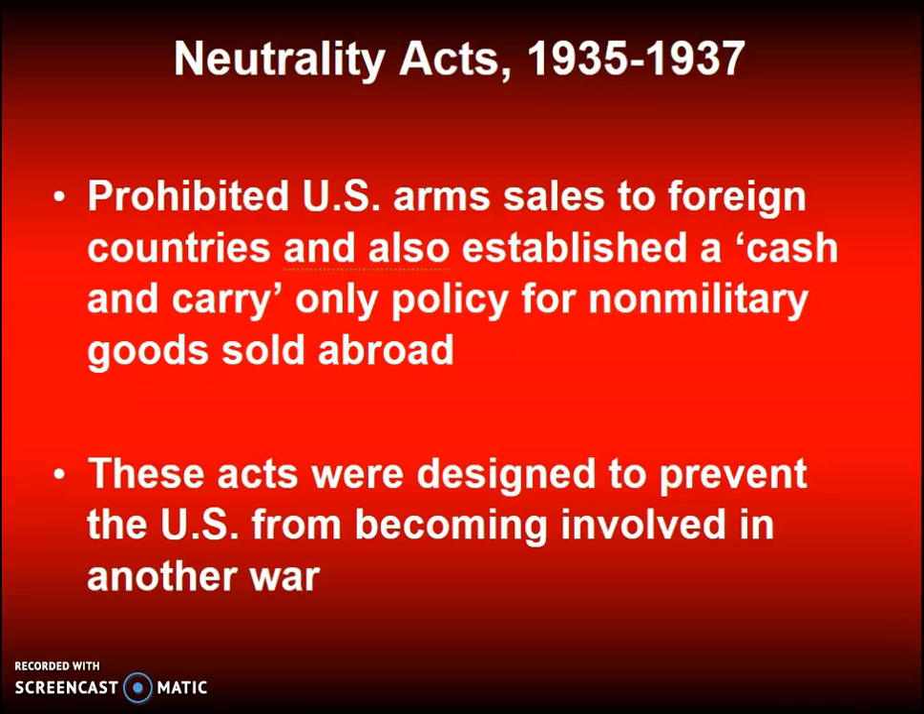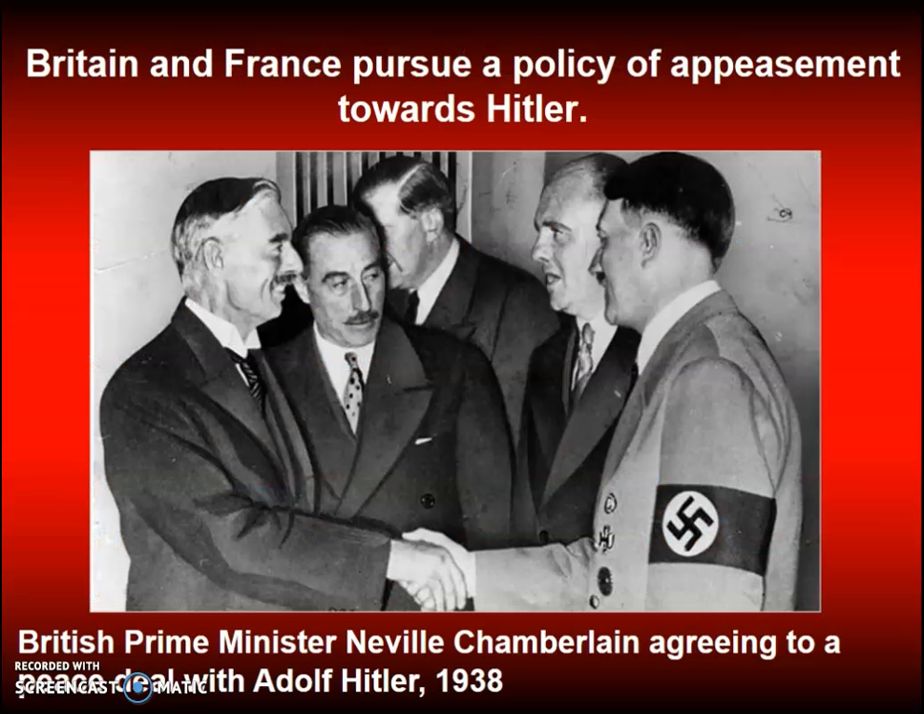The United States was now committed to not sending American ships into war zones for fear that they might be targeted, sunk, and that this would lead to the U.S. becoming involved in another war. Britain and France, for their part, were also interested in avoiding war, and we'll see that both countries will pursue a policy known as appeasement towards Adolf Hitler. Appeasement means basically to sort of give in to the demands of someone with the hope that their demands will stop at that point.